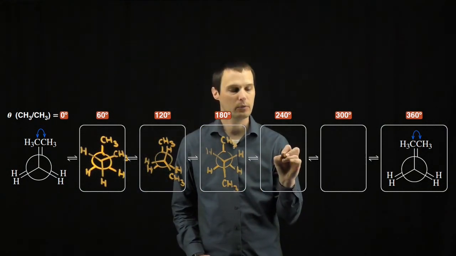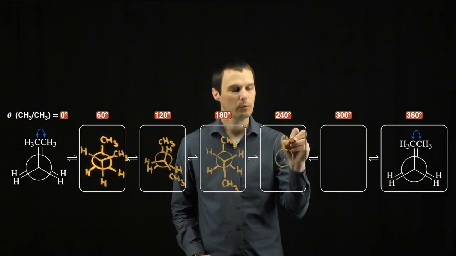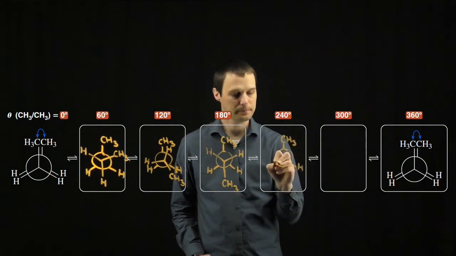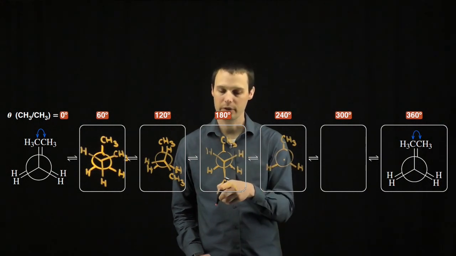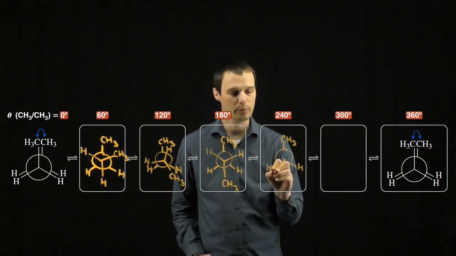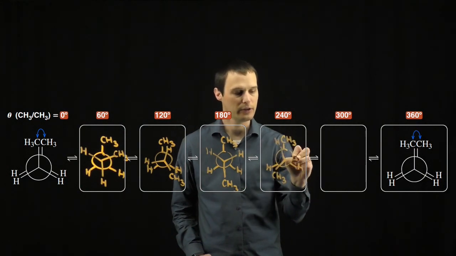For the 240-degree dihedral angle, we'll start with our dot and our circle. We'll continue rotating the CH3 group around. We'll keep the back carbon constant again. The 240-degree dihedral angle will bring the CH3 group eclipsed with this hydrogen, and the other hydrogens will be eclipsed as well.